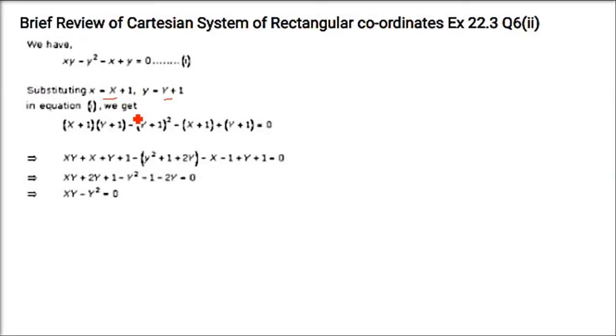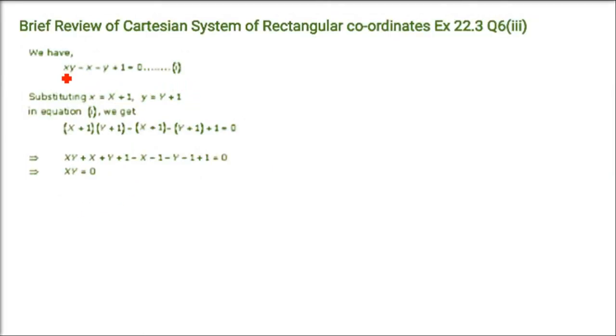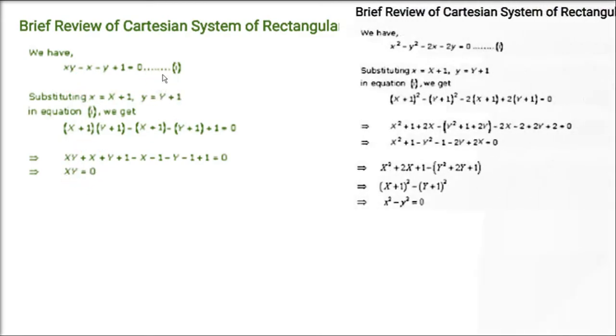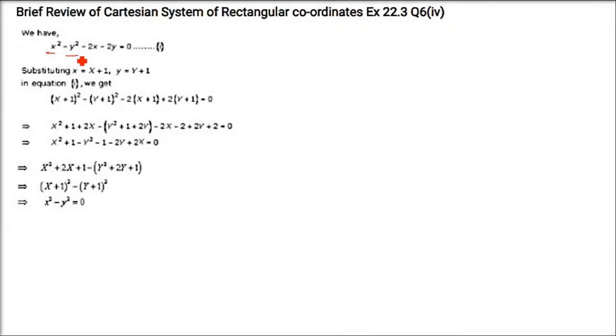Here also same thing, because we have done this type of question already. Put x as X plus 1, y as Y plus 1, xy equals 0. Same thing here, x as X plus 1, y as Y plus 1. Now small x is equal to capital X plus 1, small y is equal to capital Y plus 1.